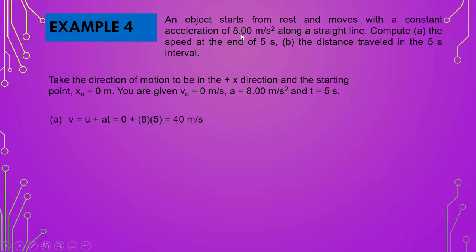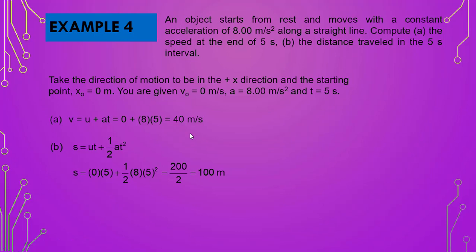Secondly, we have the information of 8 meters per second squared, that is a. And thirdly, we have the duration of motion, that is 5 seconds. Looking at the information given, the most obvious choice of equation is v equal to u plus at. By substituting all the information that we have, we can calculate v, which is the final velocity of the object at t equal to 5 seconds.